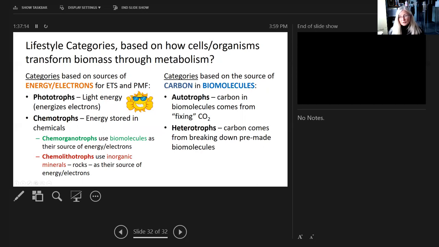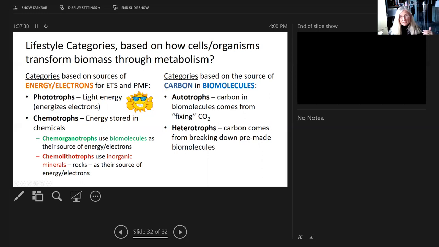So phototrophs are the ones that use light energy. They use that light energy to energize electrons so that they can make ATP. Chemotrophs are the ones that are not, they're going to be using chemical energy, right? So this is light energy to start that process. These guys are using chemical energy.